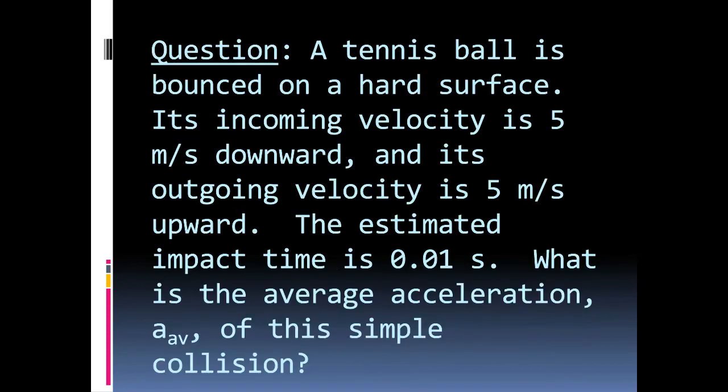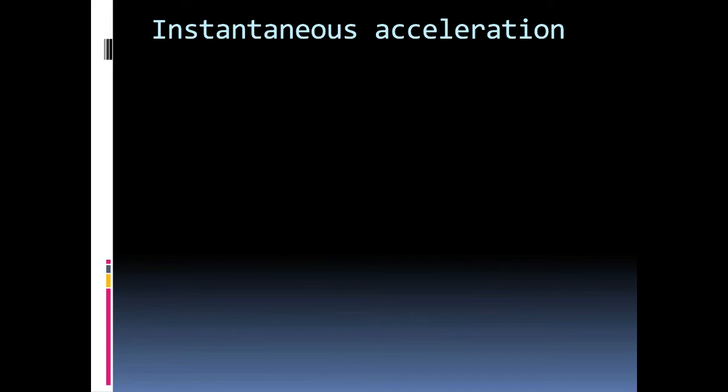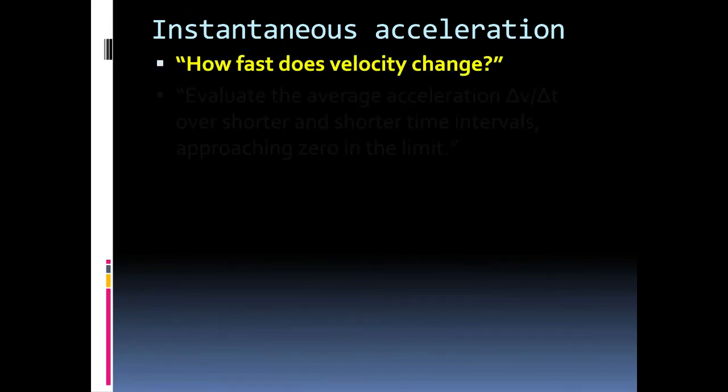So here's a question. A tennis ball is bounced on a hard surface. Its incoming velocity is 5 meters per second downward, and its outgoing velocity is 5 meters per second upward. The estimated impact time is 0.01 seconds. What is the average acceleration of this simple collision? I would like you to do this and bring your answer into class. Thank you.